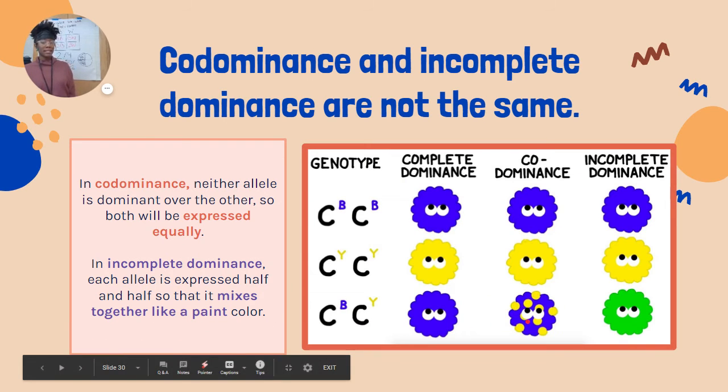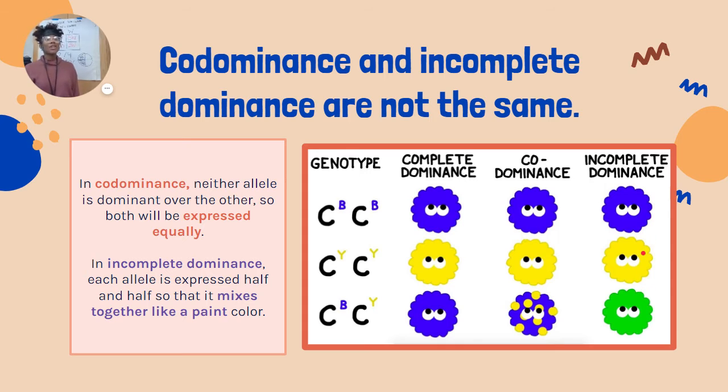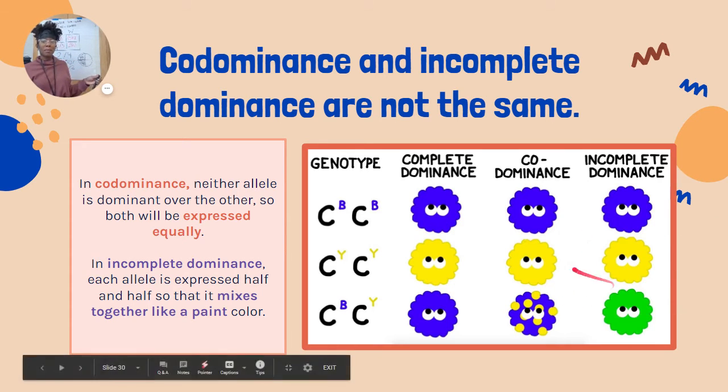They're both going to be completely seen. You're going to have blue spots and yellow spots. Versus in incomplete dominance, neither blue nor yellow is completely dominant. They're partially dominant. So blue is going to show a little bit, and yellow is going to show a little bit, and it's going to end up looking green. So that's the difference between codominance and incomplete dominance.